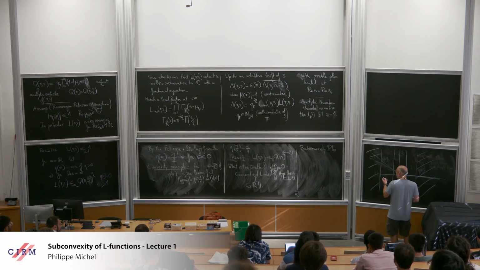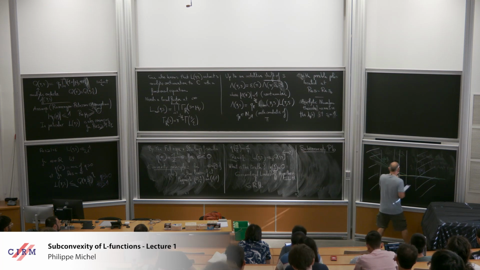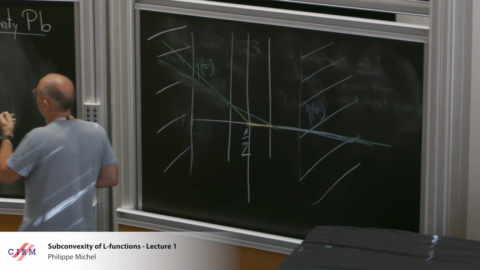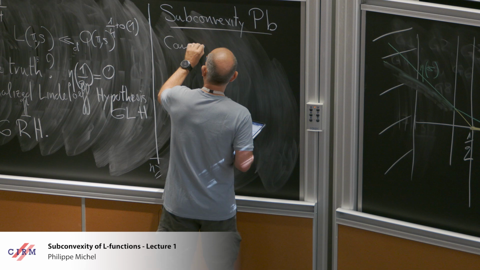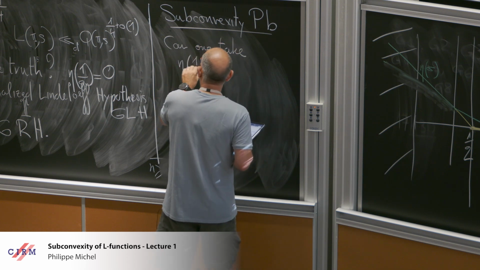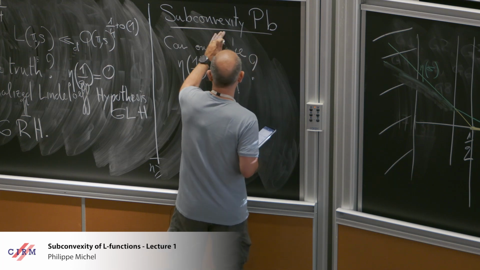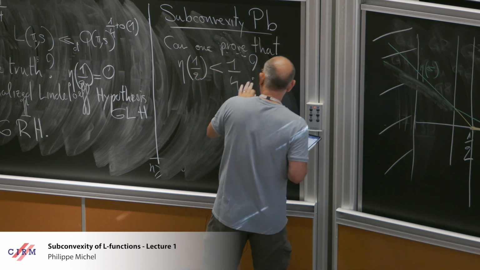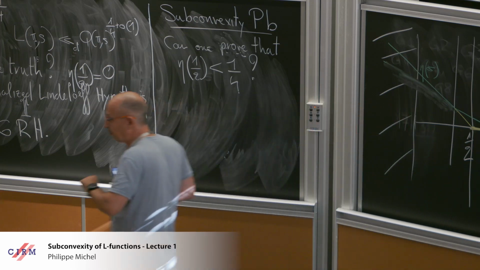Okay, and so the subconvexity problem is whether you can beat this convexity upper bound, and it means: can one take eta to the 1/2 to be strictly smaller than 1/4, or can one prove that, okay, for a given L function or a given class of L functions.